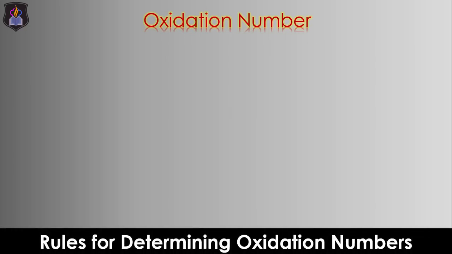Now, let's consider the rules for determining oxidation numbers. Note that these rules are arbitrary and do not follow any specific order. Rule number 1. The oxidation number of any element in its free or uncombined state is 0. For example, oxygen, hydrogen, and iron are all in their free states. They are standing alone or uncombined with other elements, so the oxidation number is 0.